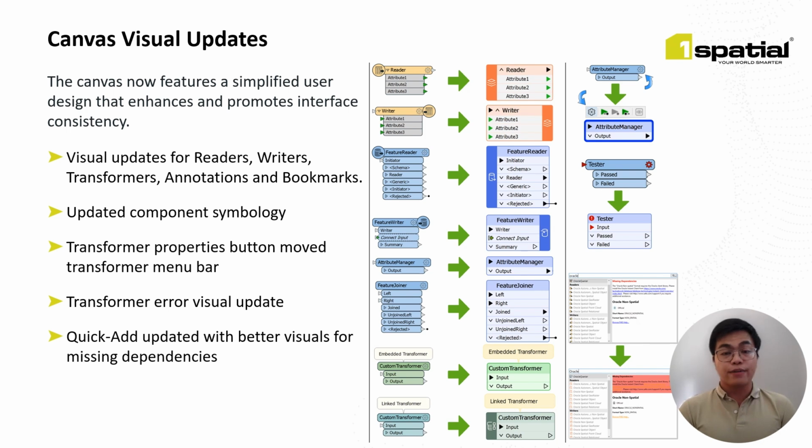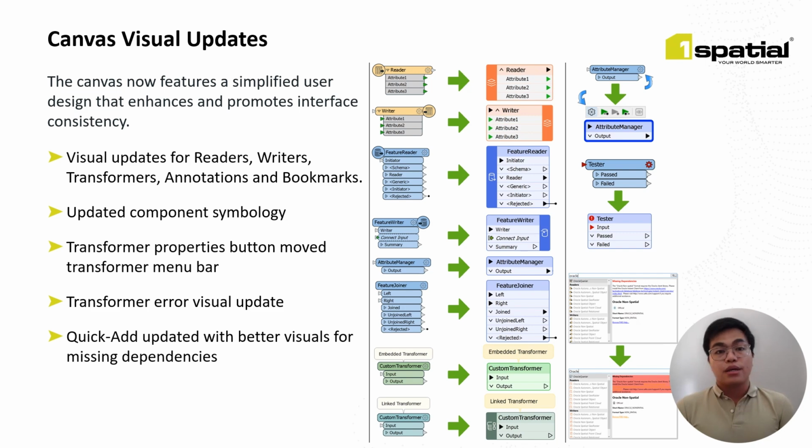We also have updates on errors. As you can see, it is easier to look at, especially when you are used to an error icon as your basis for errors. This is really helpful. And lastly, for the visual updates, we have better visuals for missing dependencies. So it is now easier to check if there's something wrong. The canvas now features a simplified user design, so that enhances and promotes interface consistency.